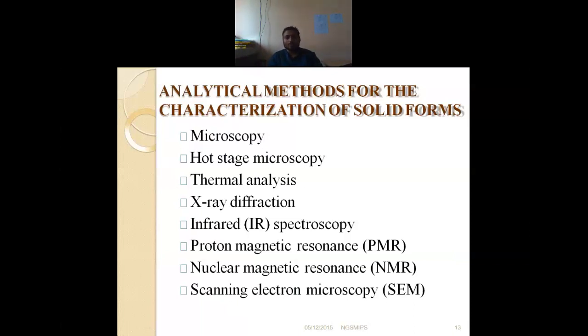With a compound microscope, we can identify whether it is crystalline or amorphous. Another one is hot stage microscopy, which is an advanced microscopy technique; with it we can identify crystalline properties. Then thermal analysis. What thermal analysis techniques do we use to identify polymorphs or crystalline properties?